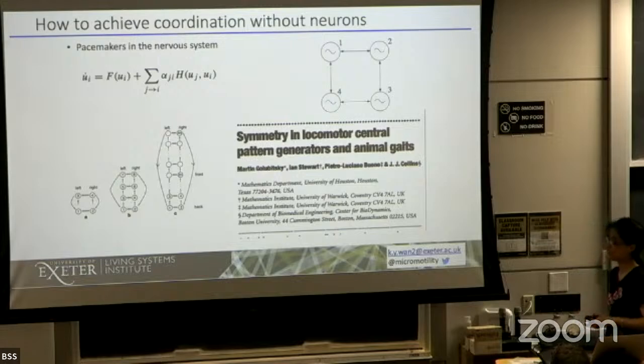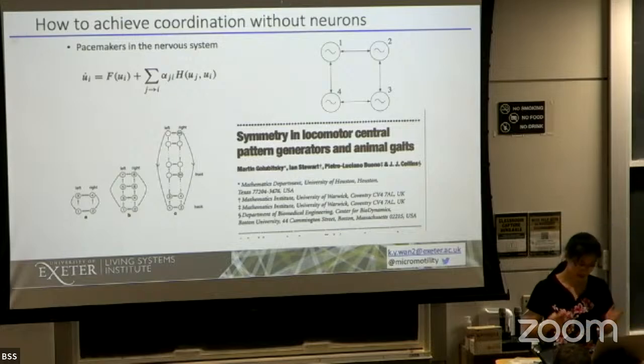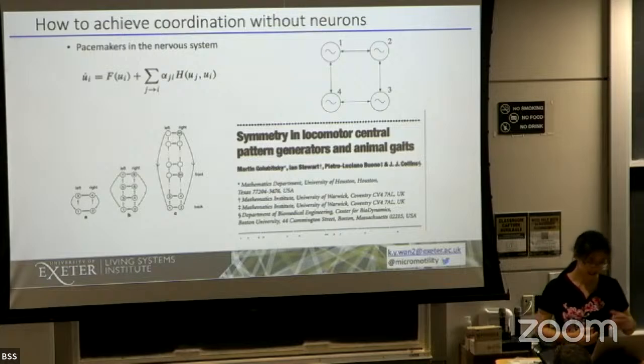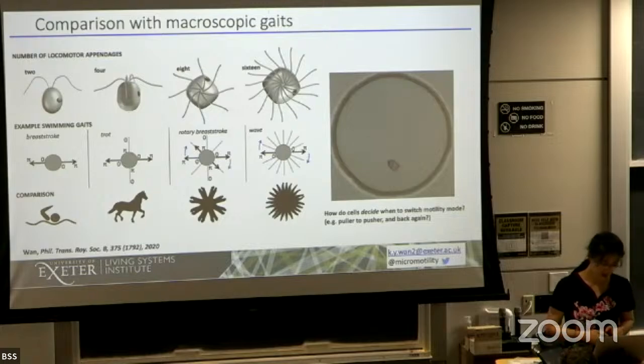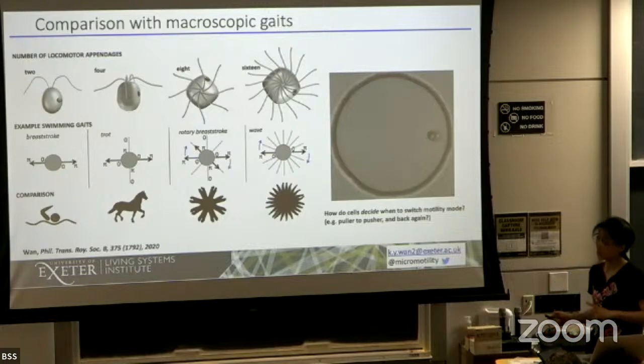Limbed animals also have gaits, and generally these are thought to arise from, or are related to, the patterning of so-called central pattern generators inside the vertebrates. Is there something equivalent at the cellular scale? What you can do is study a carefully chosen array of organisms that have an increasing number of appendages. And this one is Chlamydomonas. You have the idea that they just swim with this coordinated breaststroke.